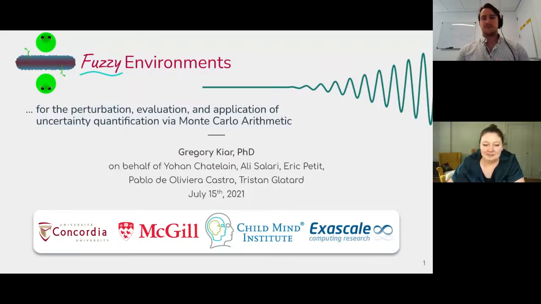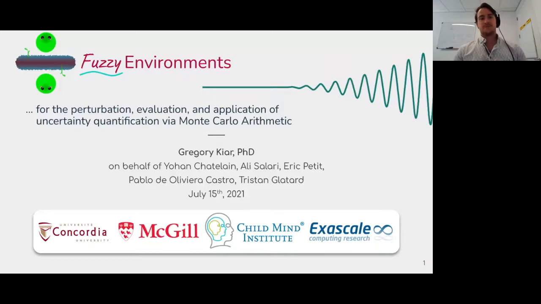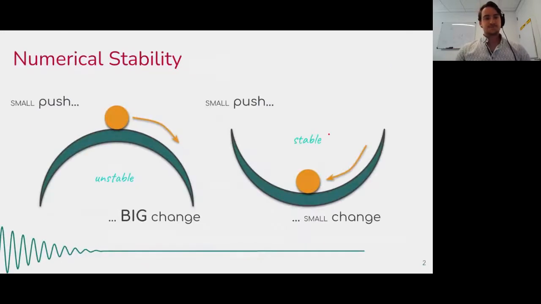So today I'm going to talk to you guys about fuzzy environments for the perturbation, evaluation, and application of uncertainty quantification for Monte Carlo arithmetic. Now that's a mouthful. So I'm going to start by breaking it down into a few simple pieces, and then we'll go from there. So first of all, I'm going to introduce the concept of numerical stability.